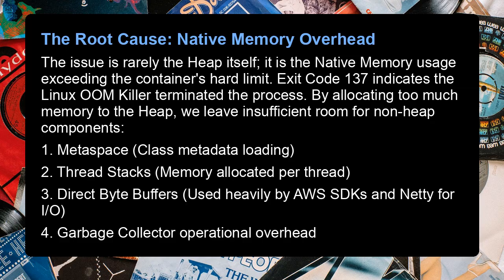The root cause. Native memory overhead. The issue is rarely the heap itself. It is the native memory usage exceeding the container's hard limit. Exit code 137 indicates the Linux OOM killer terminated the process. By allocating too much memory to the heap, we leave insufficient room for non-heap components.